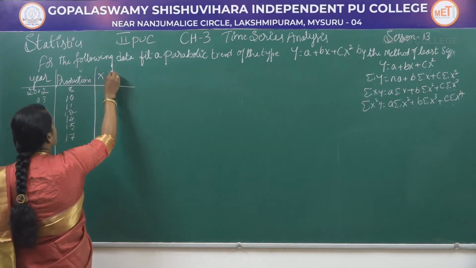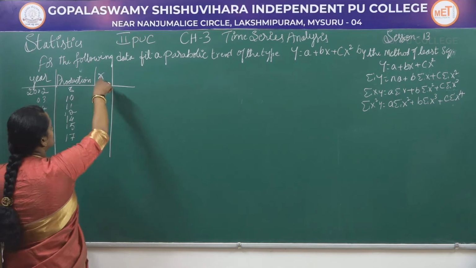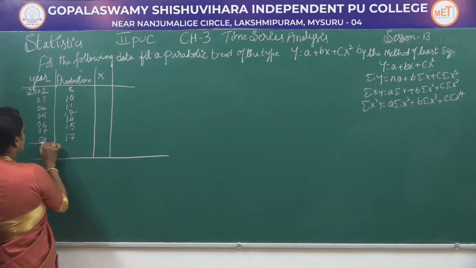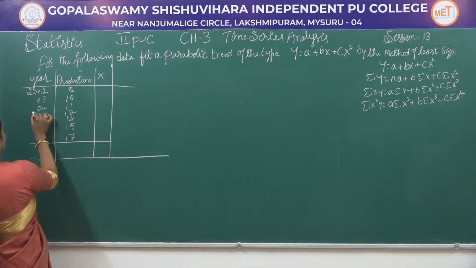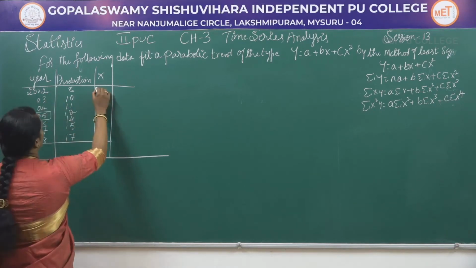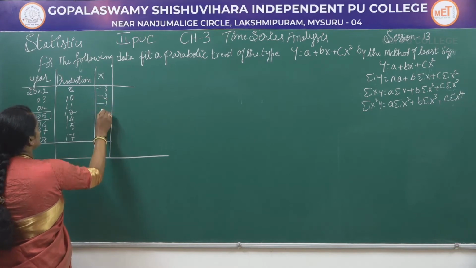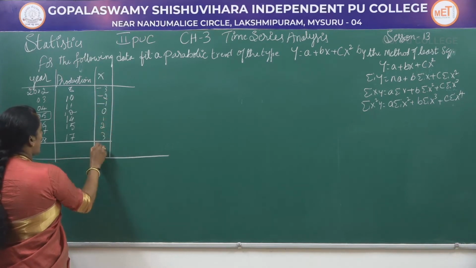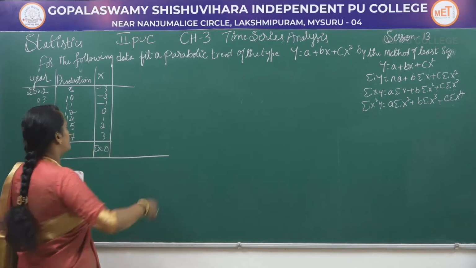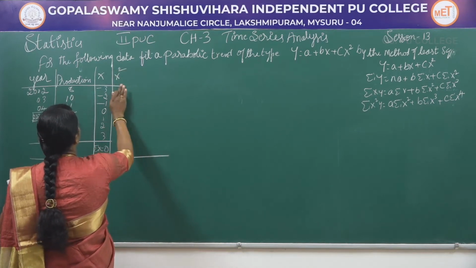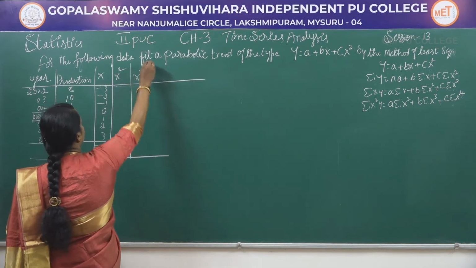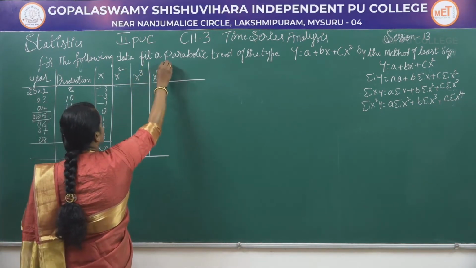So first make this x such that the summation x value becomes 0. To make that we have to take the middle one, it is 2005. So if we take the deviation, it is minus 3, minus 2, minus 1, 0, 1, 2, 3 and our summation x will become 0. Okay. Next you have to complete the table: x square, x cube, x power 4.